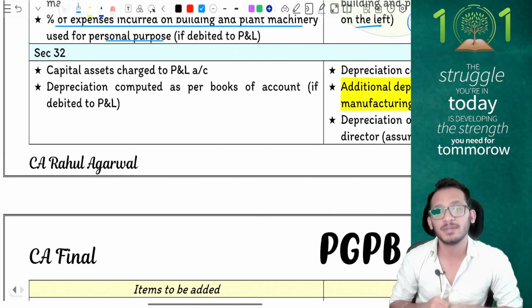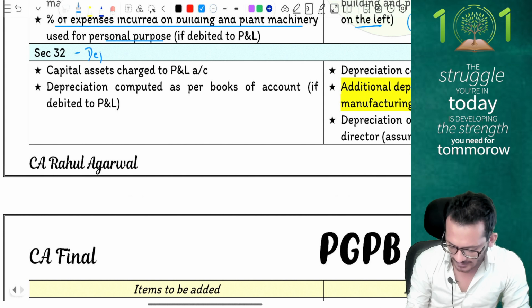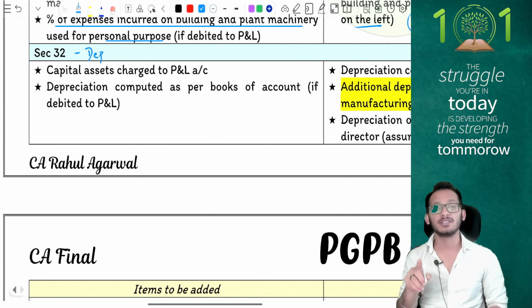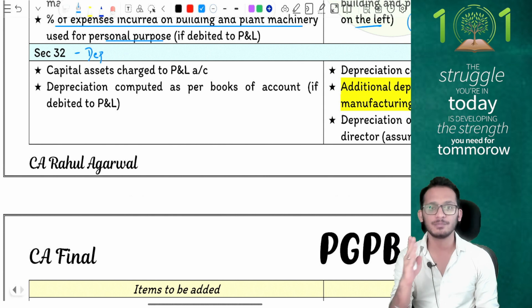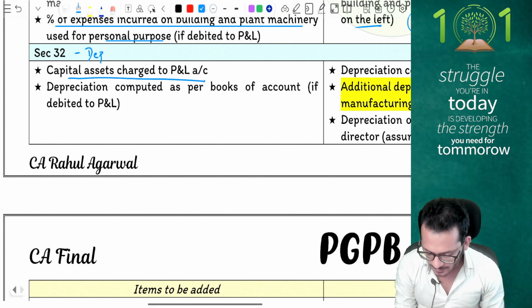We are looking at section number 32. Section number 32 talks about depreciation. This section basically says if you have any items which are there as a part of accounts depreciation, please disallow that because you can only claim depreciation as per income tax. Yes, the first item in this is any kind of capital assets which is charged to P&L.